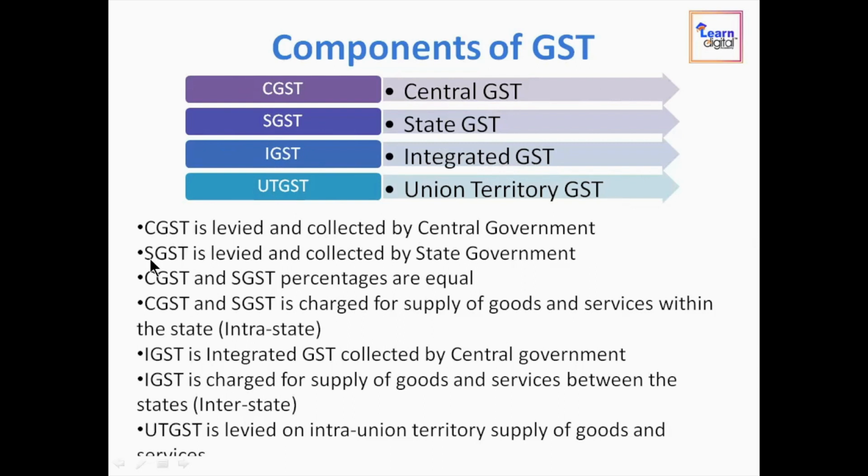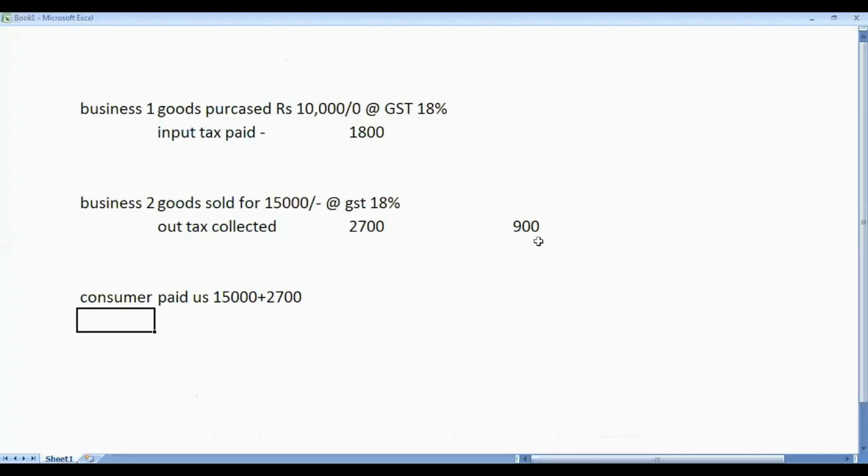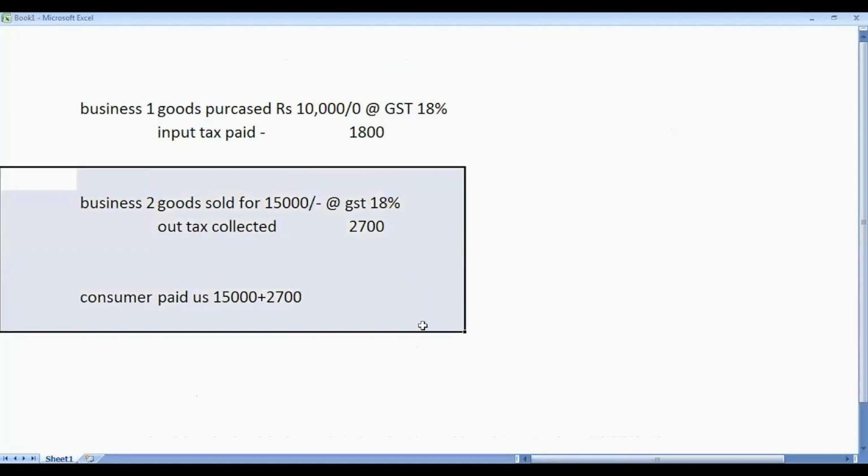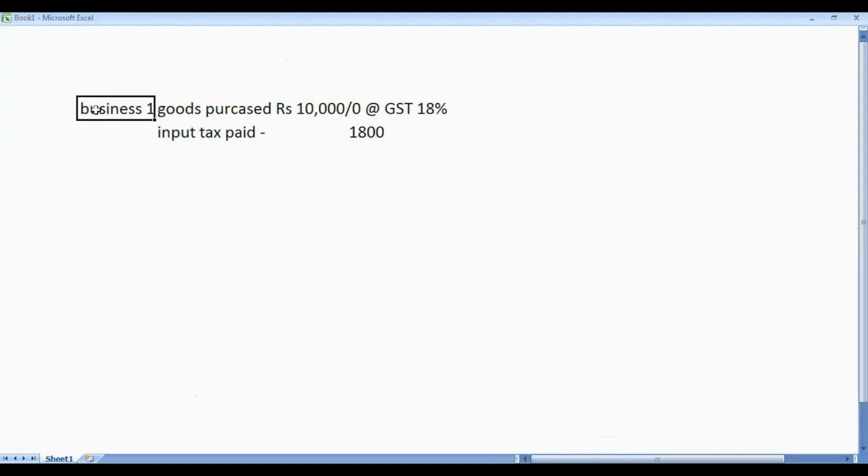SGST, in that S stands for state. State GST is levied and collected by the state government. Now, CGST and SGST percentages are equal. Now, with the same example, I will explain the things. I will erase these things. Now, the question is goods purchased or sold, of 10,000 rupees at the rate of GST 18%. Suppose these goods were purchased or sold within the state of Maharashtra.